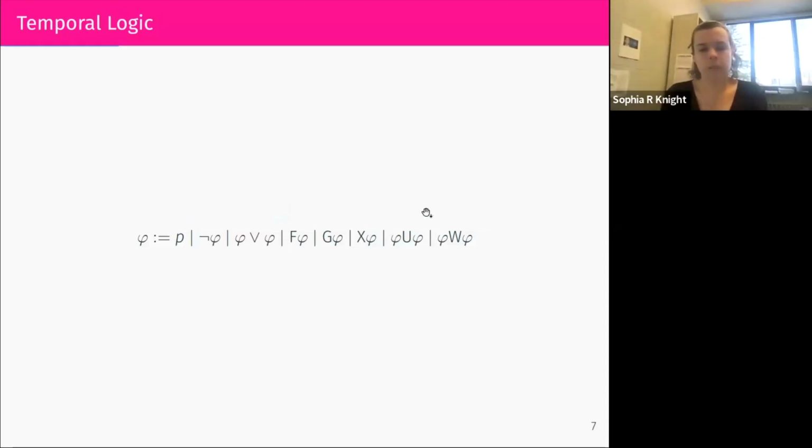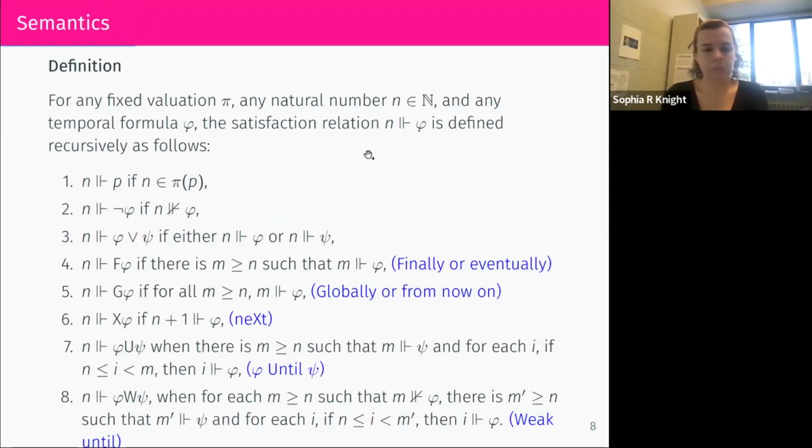So this is our syntax for temporal logic. We have basic propositional operators, and then we have what are called temporal operators. I'll show you the semantics for those in a second. So LTL, linear temporal logic, the models are just a number line. So numbers from 0 up to infinity, they're infinite models, but just a single line, which is why it's called linear. And then our valuation just assigns each number what propositions are true at that number or not.